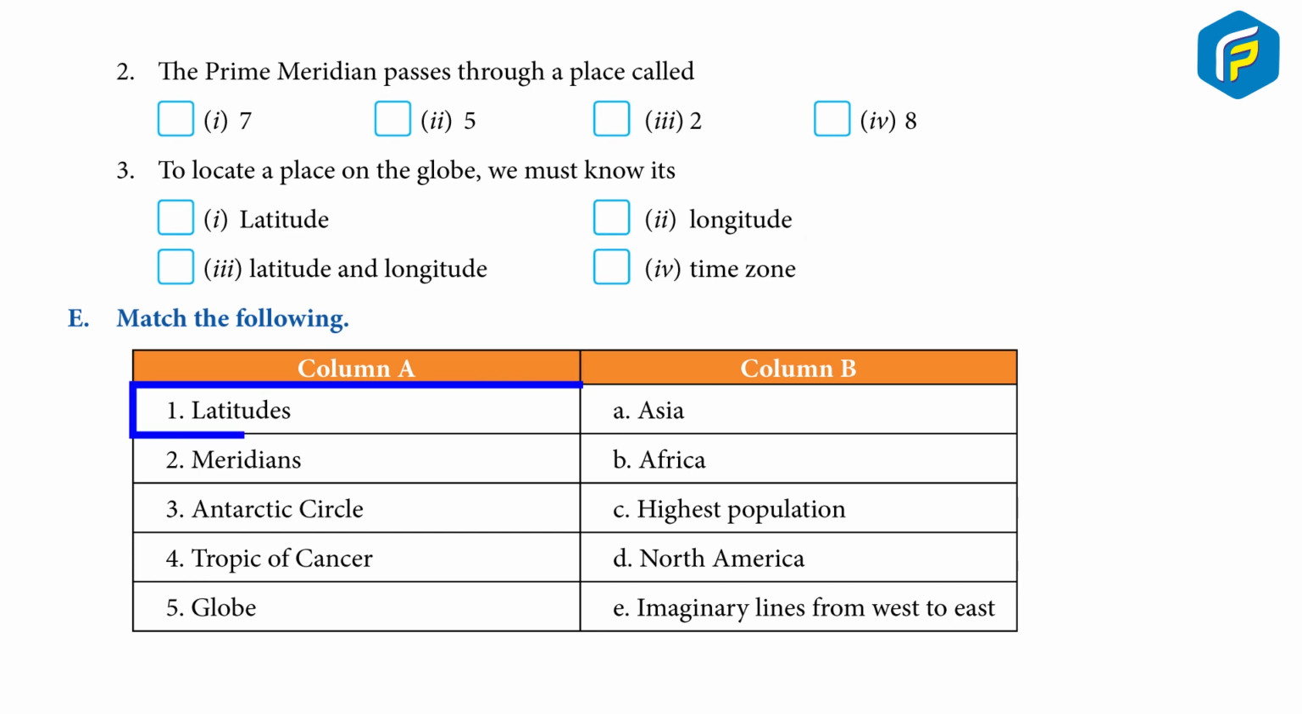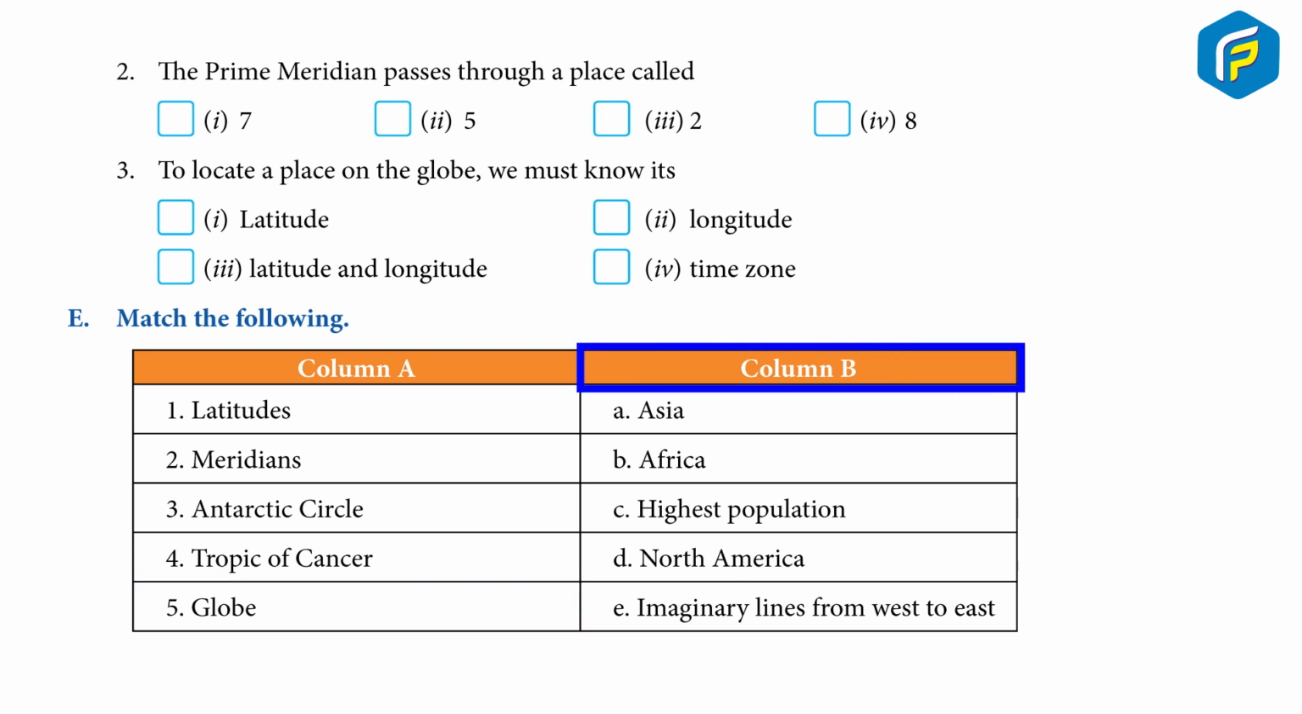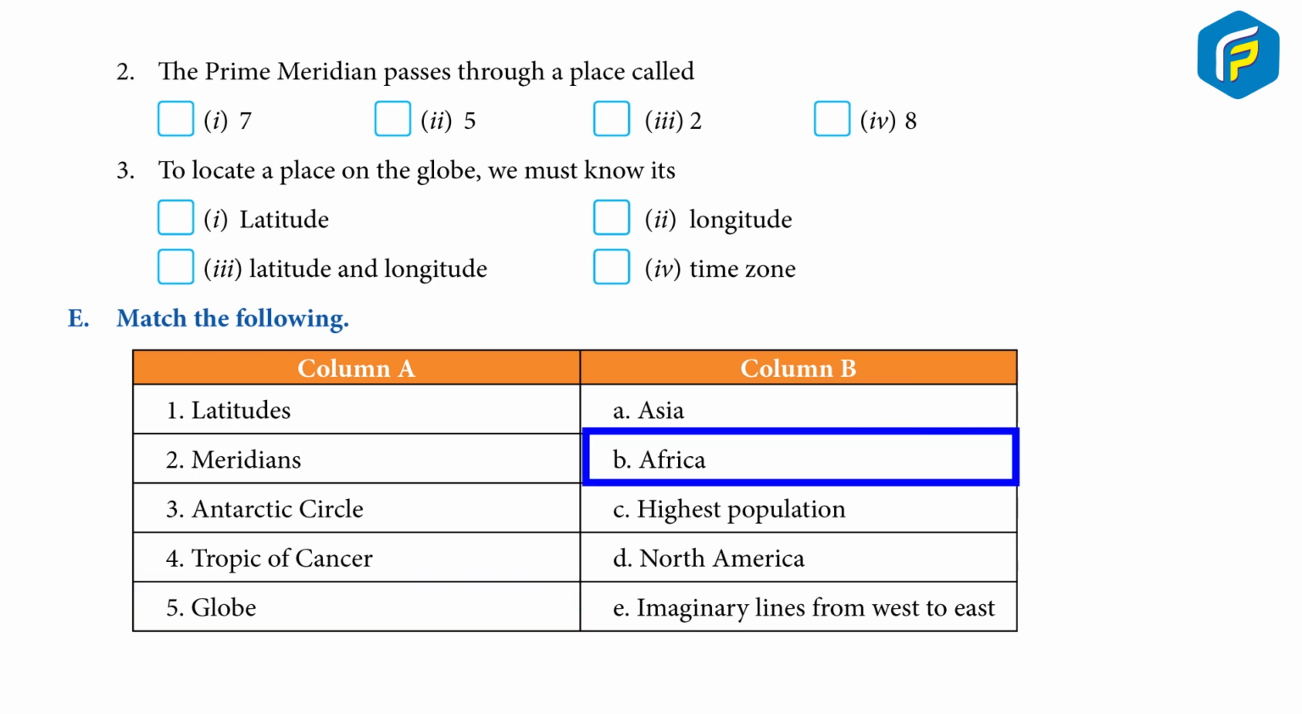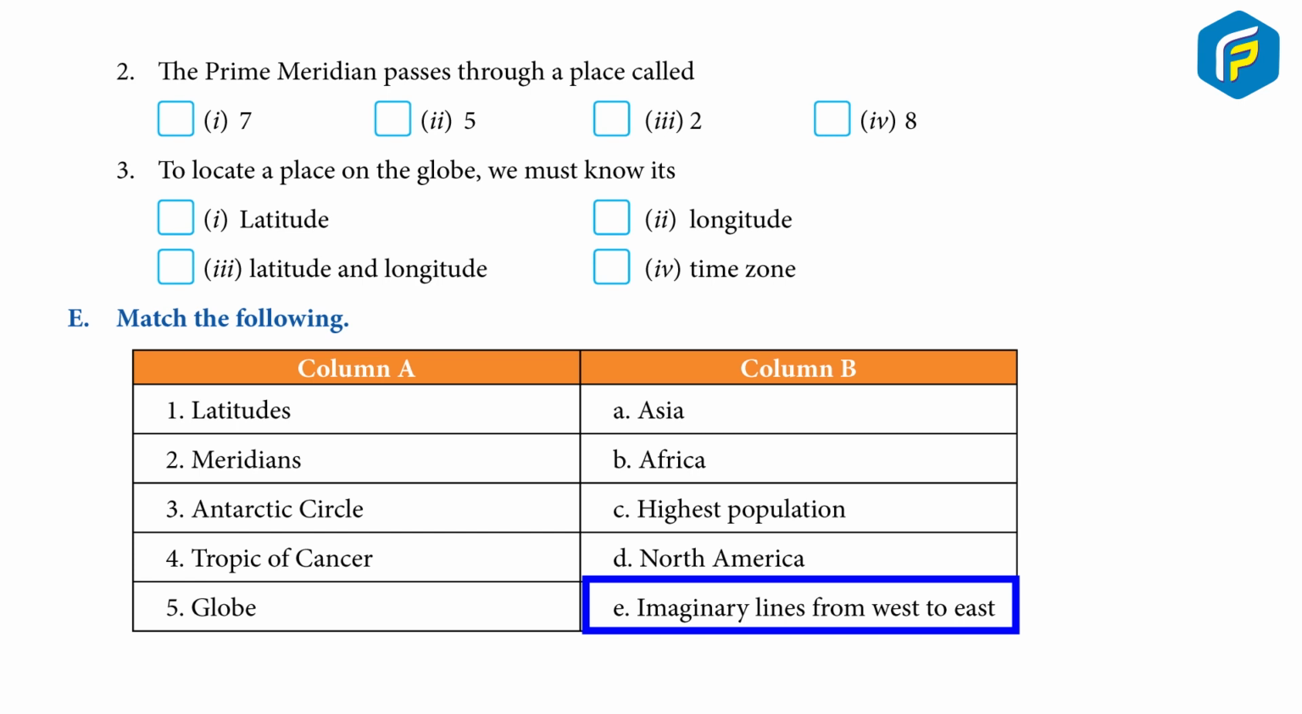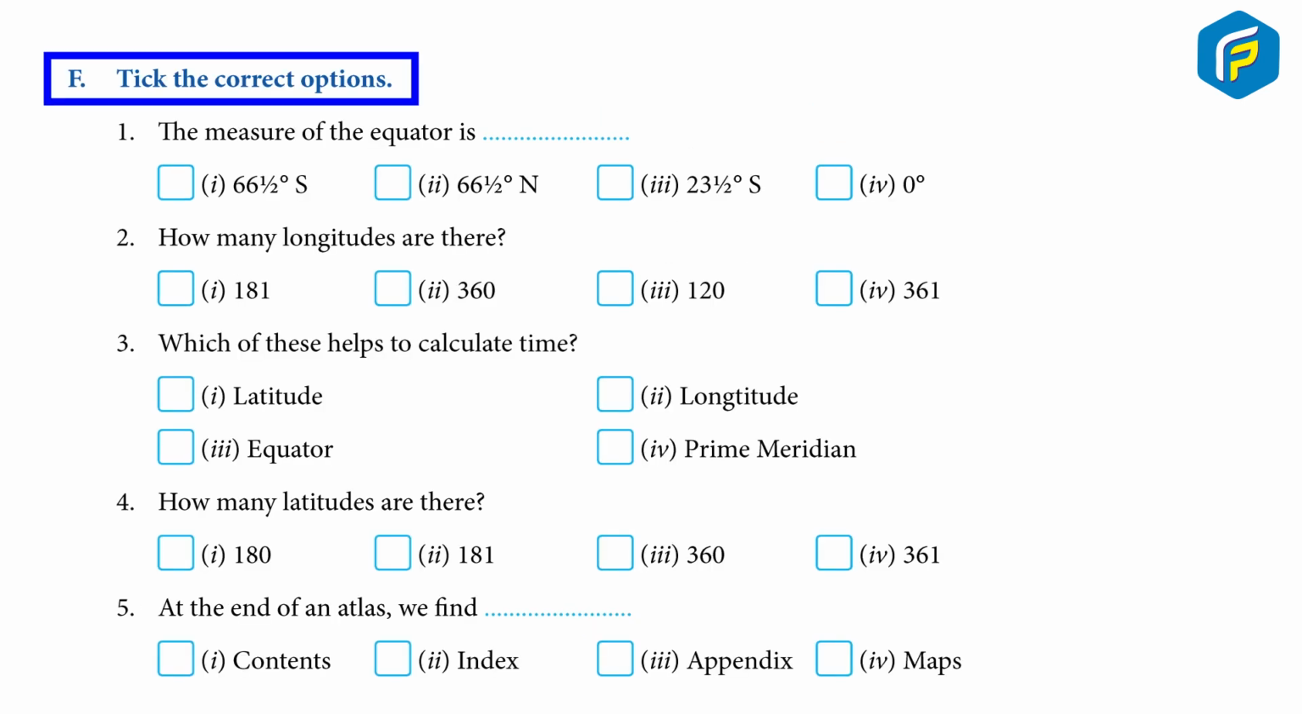E. Match the following. Column A: 1. Latitudes, 2. Meridians, 3. Antarctic Circle, 4. Tropic of Cancer, 5. Globe. Column B: A. Asia, B. Africa, C. Highest population, D. North America, E. Imaginary lines from west to east. F. Take the correct options.